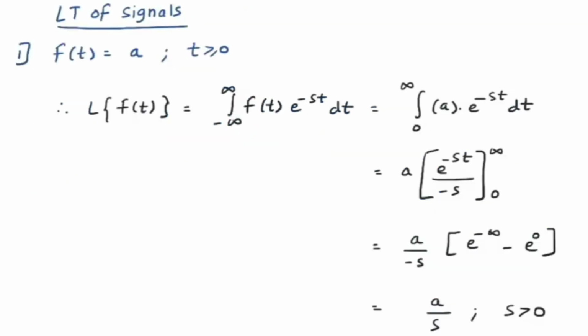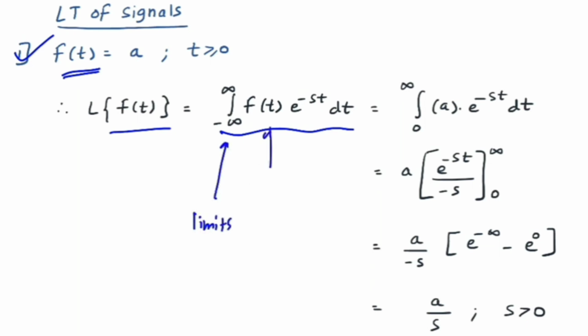So let us see the first example. F of t is given as a, where t is greater than 0. Tell me, what would be the Laplace transform of f of t? You have to use the formula. Laplace of f of t is equal to the integral from minus infinity to infinity of f of t into e raised to minus st dt. In this formula, only two things you have to take care of. The first part is the limits, and the second part is the function. Our function is a when my limits are 0 to infinity.